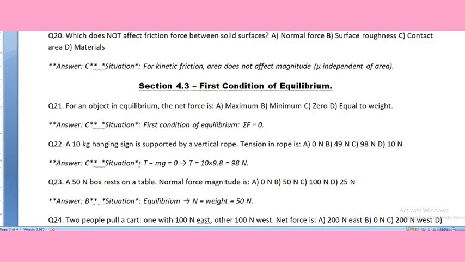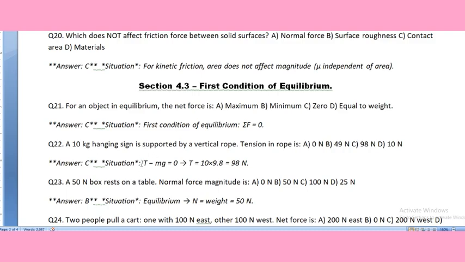The next question, question number 22. A 10 kilogram hanging sign is supported by a vertical rope. The tension in the rope is: choice A, 0 Newton; choice B, 49 Newton; choice C, 98 Newton; choice D, 10 Newton. According to the given, the hanging object is 10 kilogram, supported by a vertical rope. The rope force is pushing up, and the weight of the object is the force pushing the object downward.